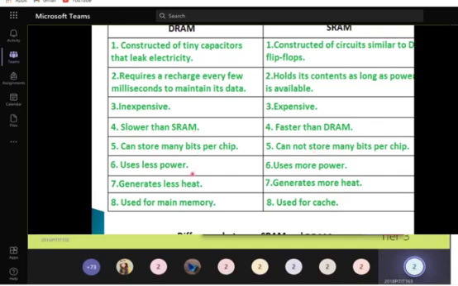And DRAM consumes less power, and here SRAM consumes more power. DRAM generates less heat, and SRAM generates more heat. DRAM is used mainly for the main memory purpose, and SRAM is used for the cache memory purpose. So that is a major difference between DRAM and SRAM.